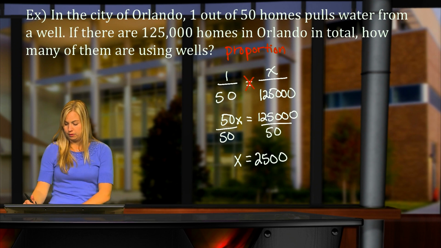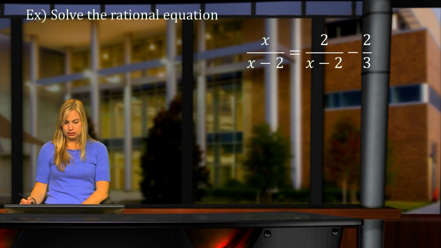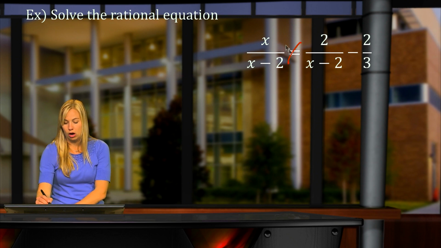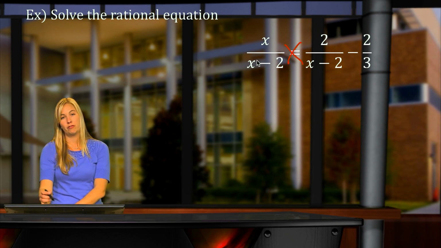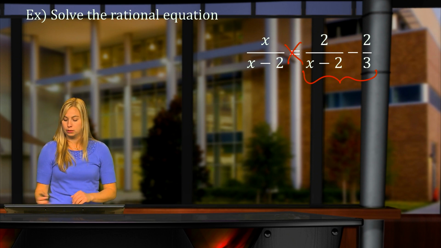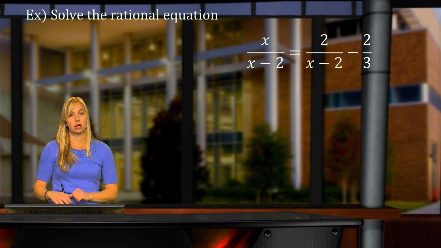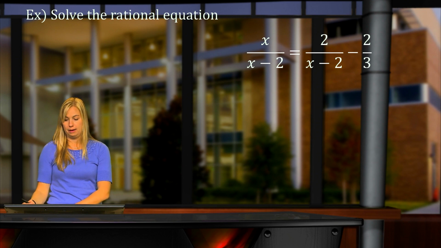If you look at some of the previous examples, let's look at this previous example. We cannot use cross multiplication here because I don't have one fraction equal to another fraction. If you wanted to use cross multiplication, you would first have to combine these two fractions as one, and then you could use cross multiplication. And that's another technique for solving rational equations besides clearing the fractions like we saw in our 3 examples previously.